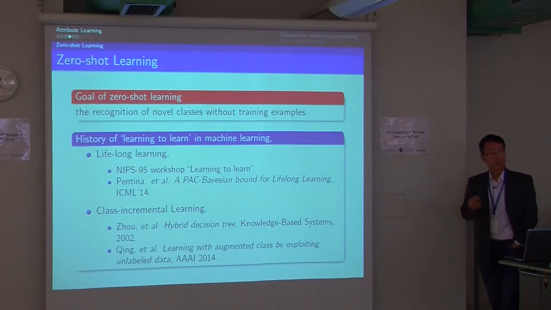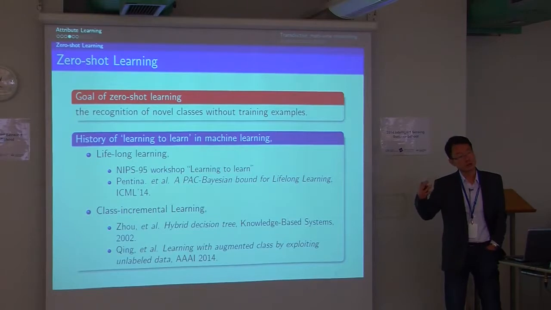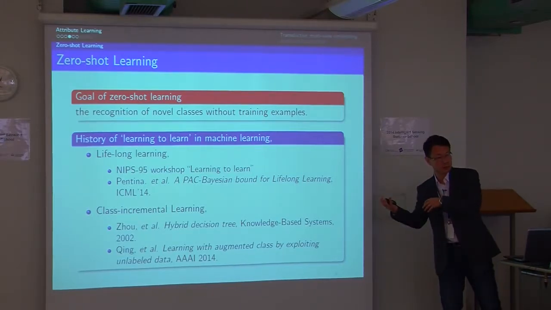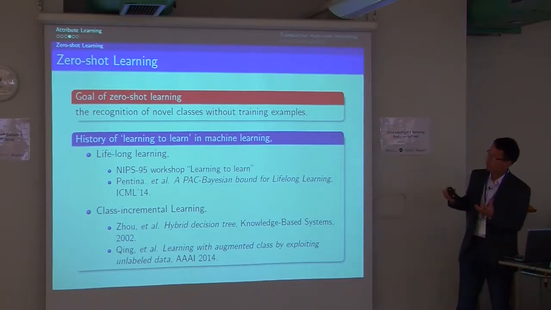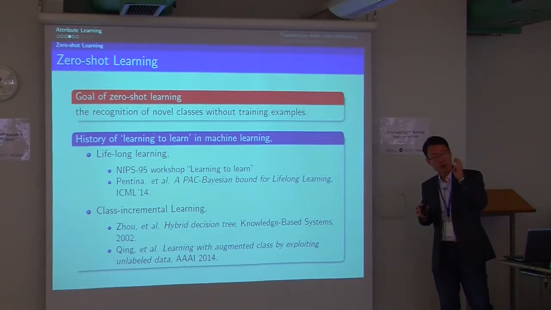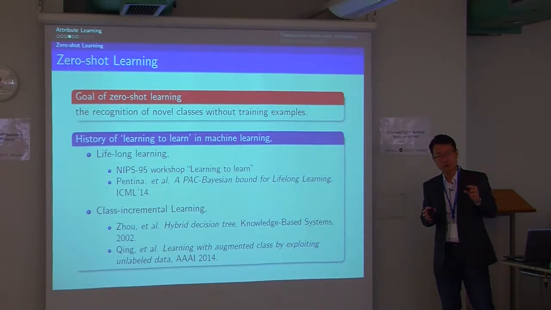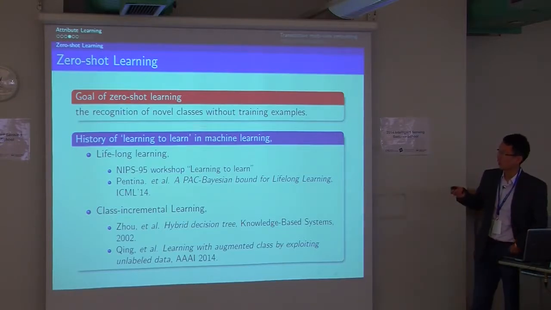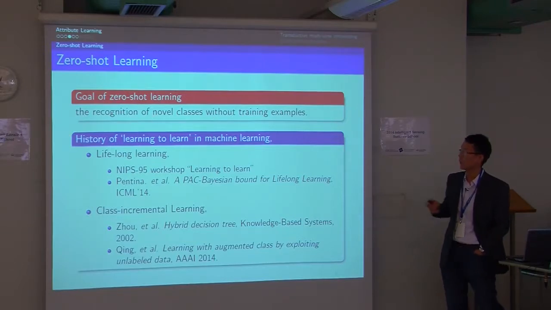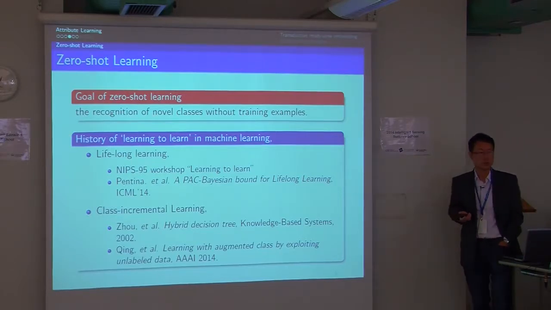Okay, but we know that humans can actually generalize from the categories they have seen before to unseen categories. So people have this concept of zero-shot learning. What does it mean? You can recognize a new class with zero-shot, which means you haven't seen any example of this new class, and you can still aim to recognize it. So this research direction is called zero-shot learning, which means the recognition of novel classes without any training examples.